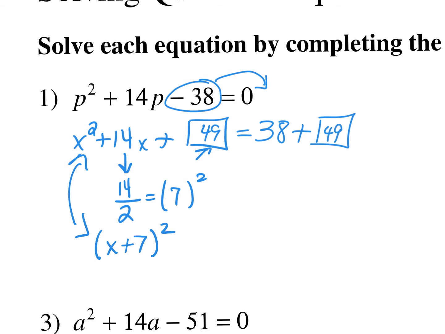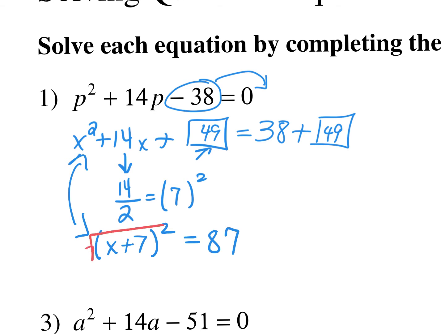Yes, ma'am? All right, so on the left-hand side, we have x plus 7 quantity squared. What's going on the right-hand side? What's 38 plus 49? 87. All right, so now you have done the process of completing the square. Now we're just going to solve an equation. How do you solve this equation? You take the square root.